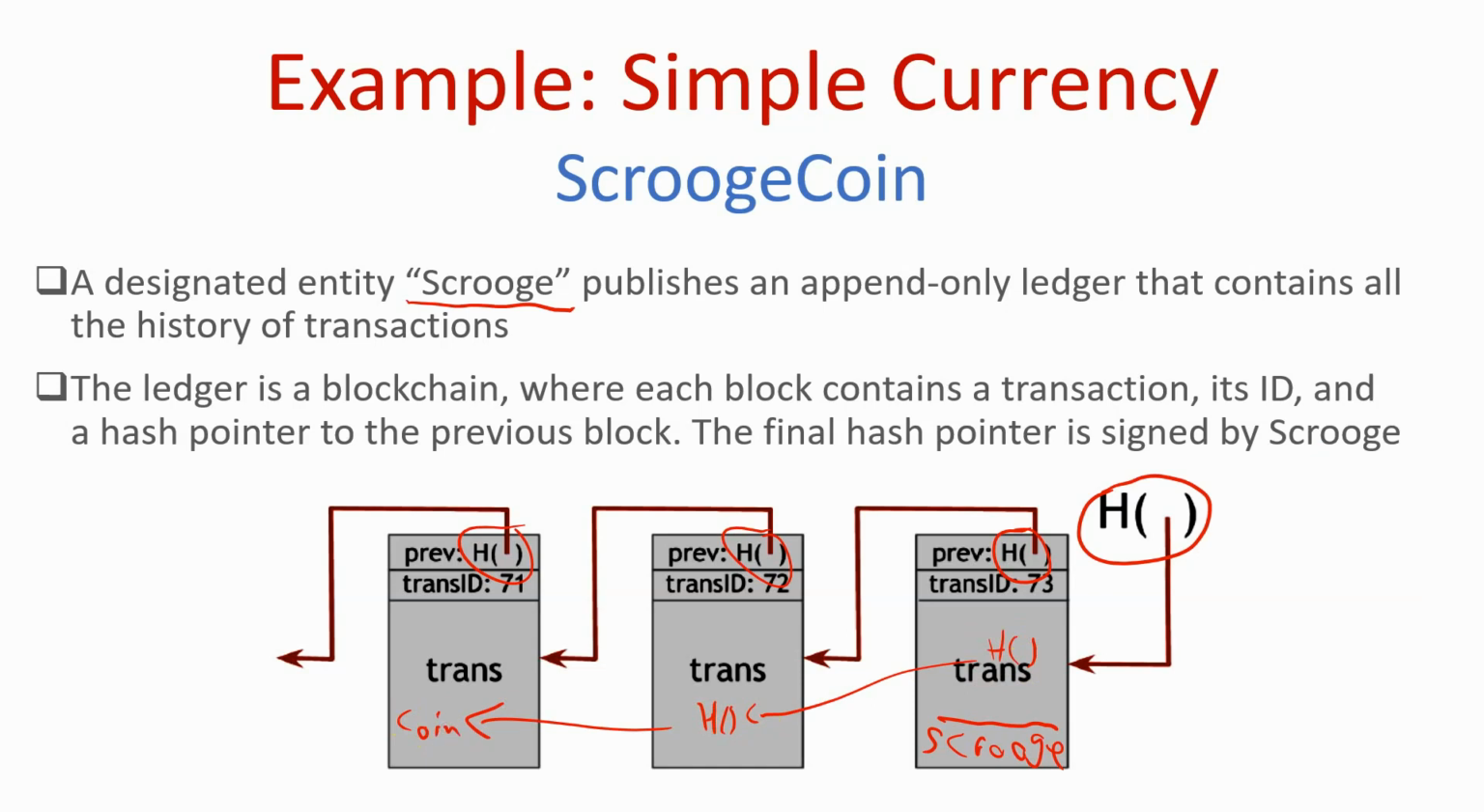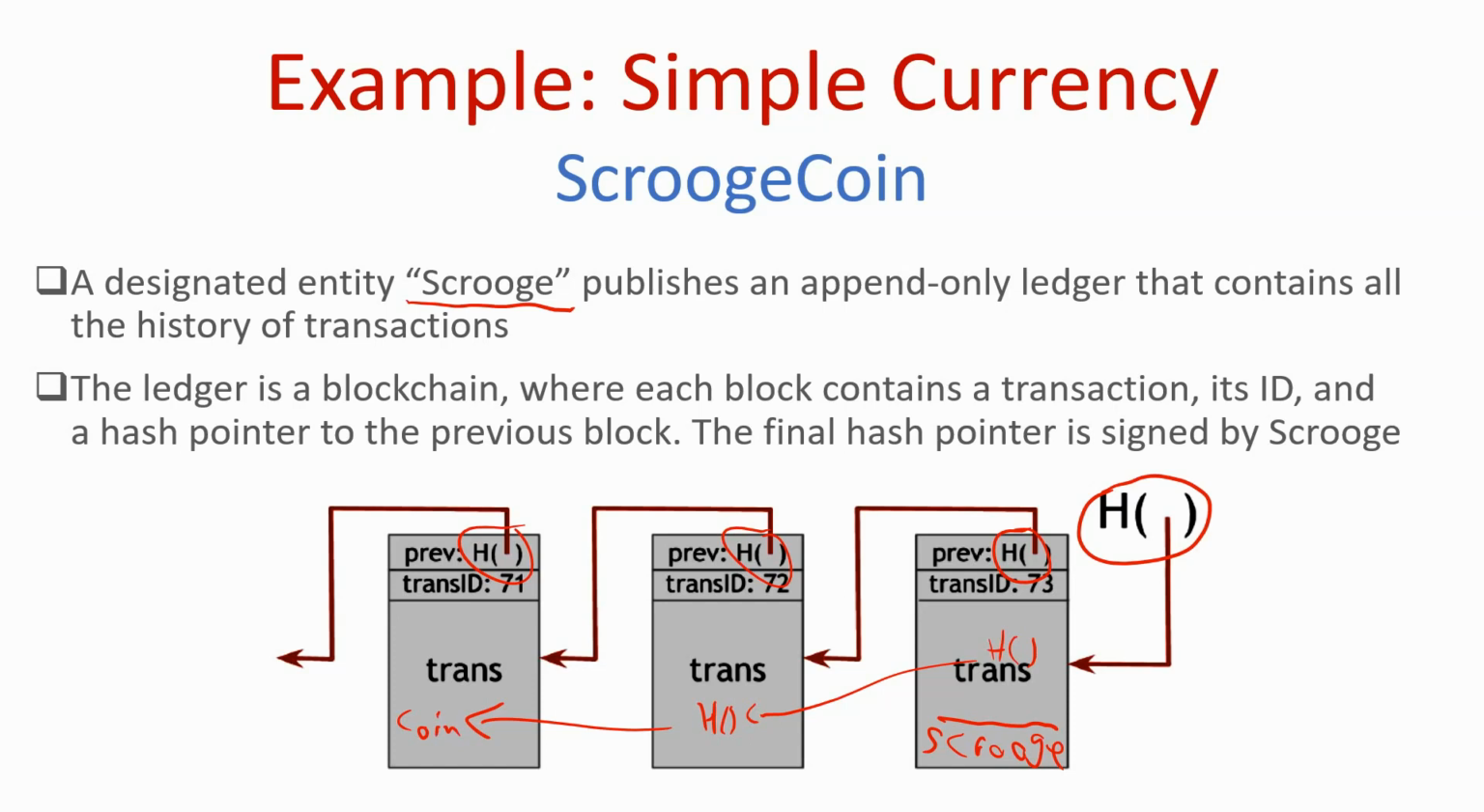Okay, so you shouldn't confuse yourself between the 2 hash pointers. You have one that chains the blocks together, and you have another one that chains the transactions to their history up to when the coin was initially created. In this case, it will be created by Scrooge. So what is the problem actually with this currency? Let's ask ourselves some questions.